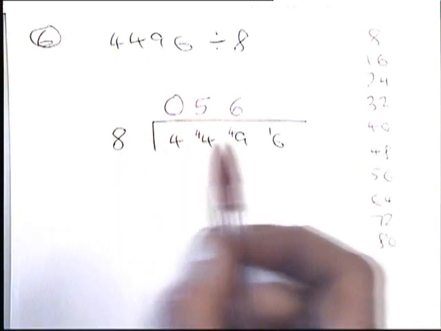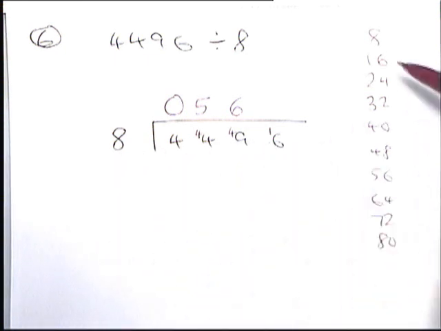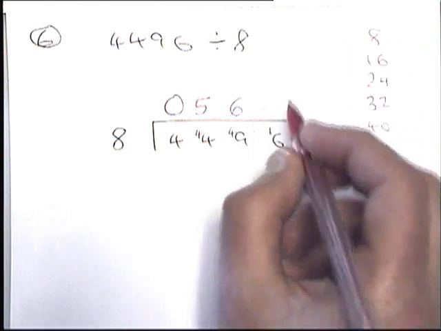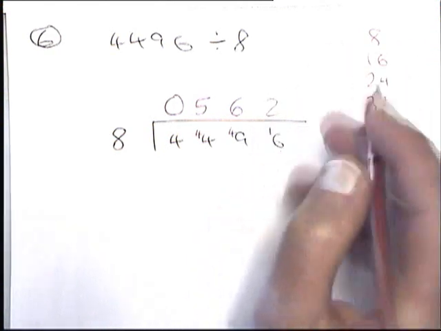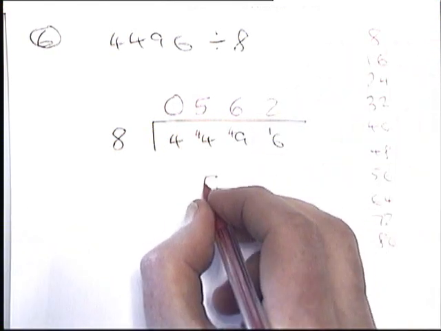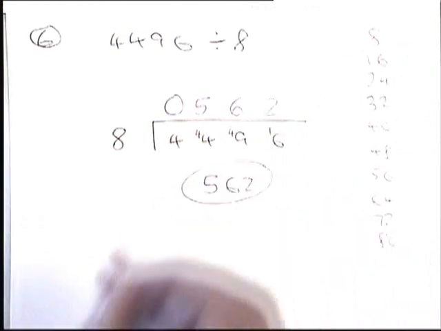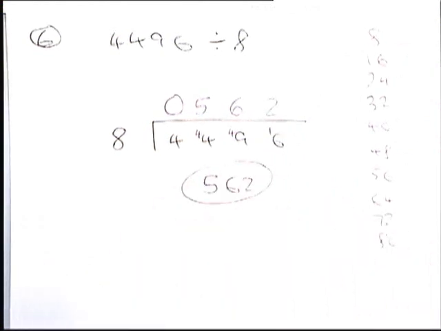And now I have 8 into 16. 8 into 16 is twice. There's no remainder, so there's nothing else to do, I can stop. So the answer to that question is 562.